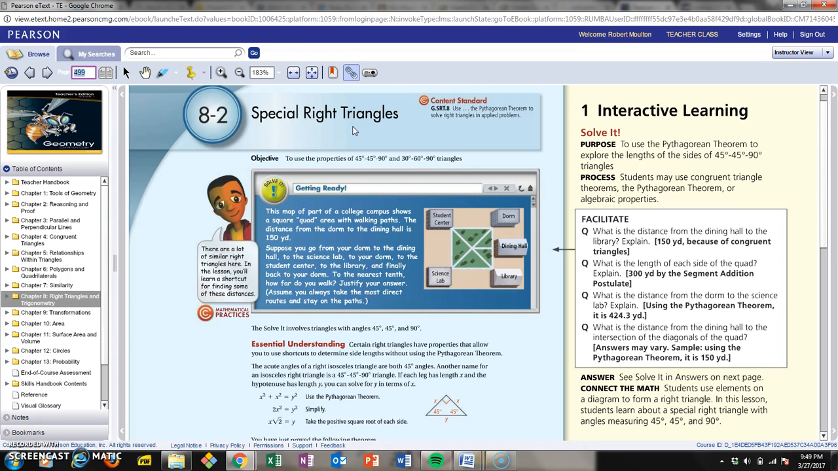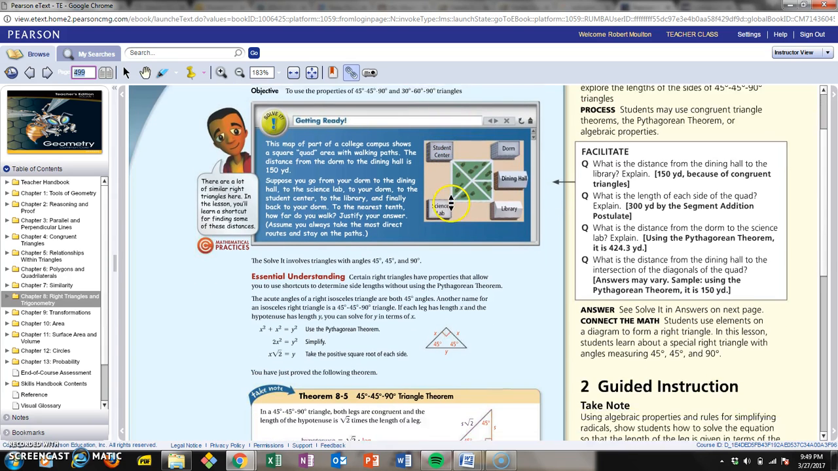I really hope that. Alright, anyway, our objective today is to use the properties of 45-45-90 and 30-60-90 triangles. So let's scroll down a bit.